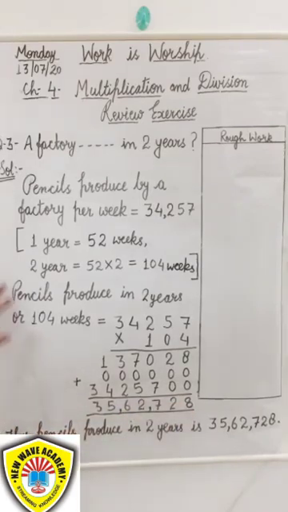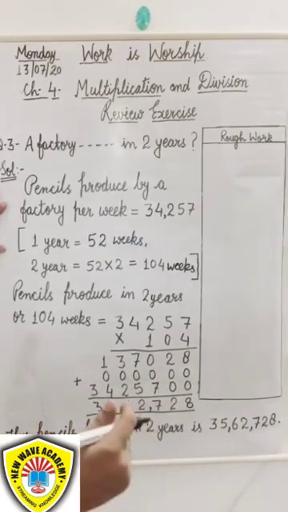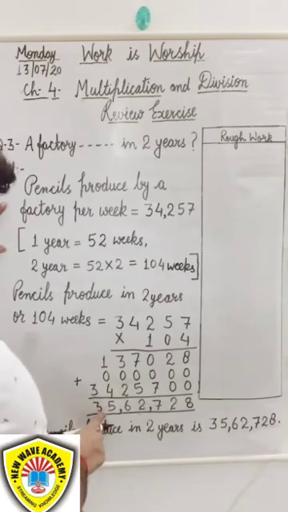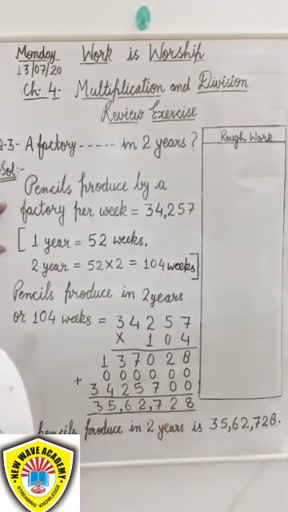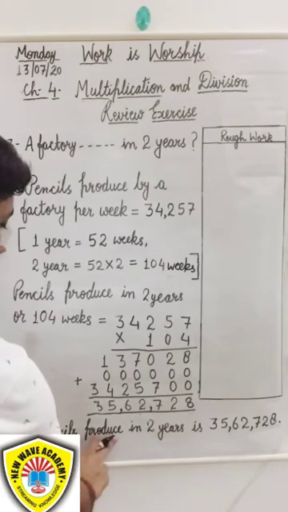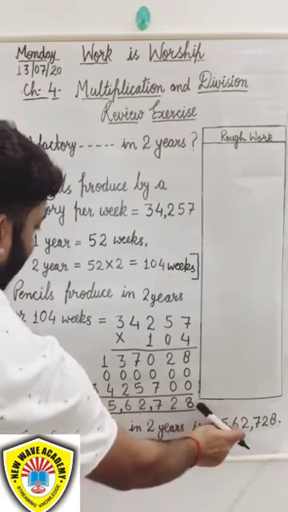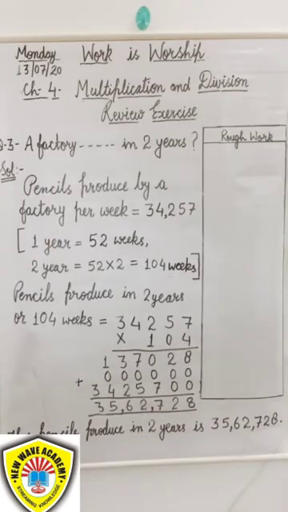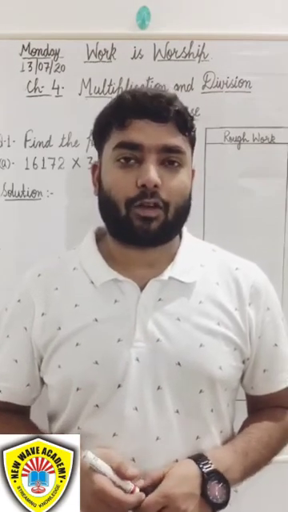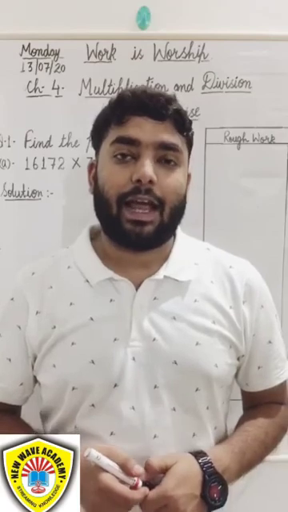Now, what is the product we get? 35,62,728. It means the number of pencils produced by a factory in 2 years is 35,62,728. So our answer is pencils produced in 2 years is 35,62,728.